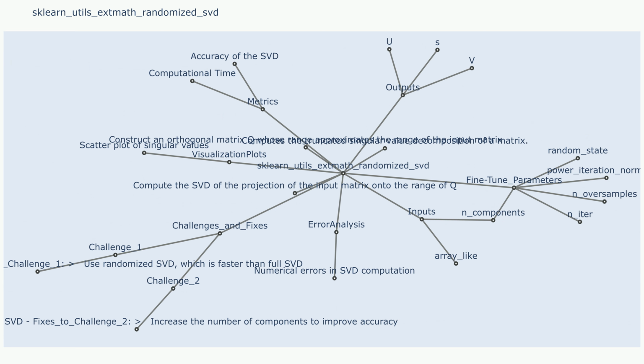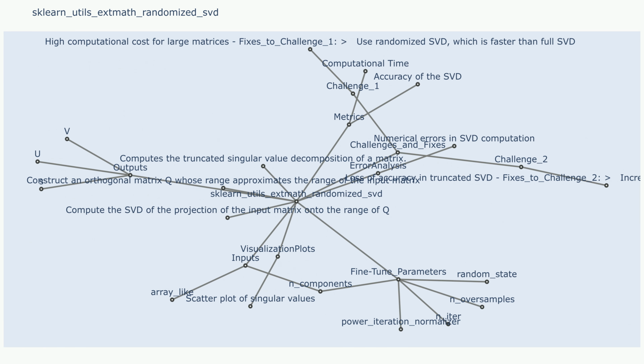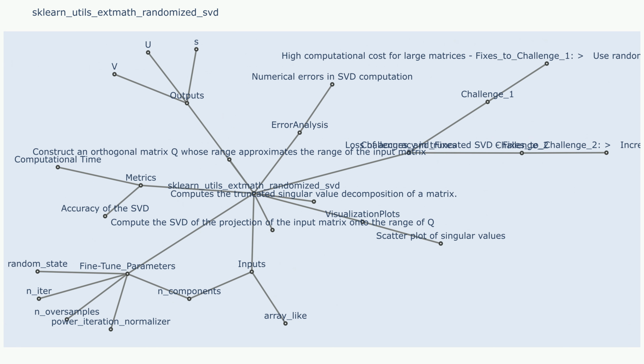Challenges and fixes. Challenge 1: the randomized SVD algorithm can be sensitive to the choice of the random matrix. Sample use case that resulted in challenge 1: using a random matrix with a poor distribution of singular values can lead to inaccurate results. Fixes to challenge 1: using a random matrix with a more uniform distribution of singular values can help to improve the accuracy of the algorithm.